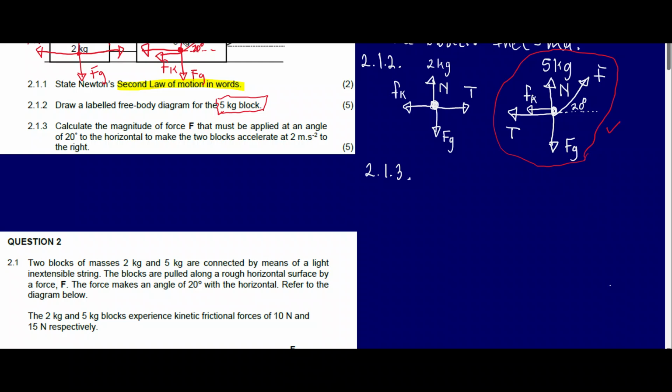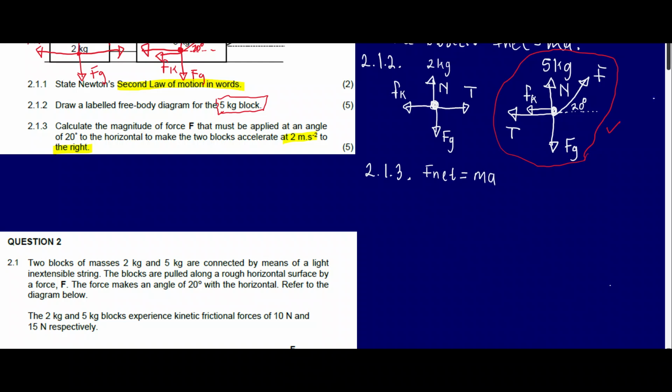So let's go to 2.1.3. With 2.1.3, they want us to calculate the magnitude of the force that must be applied at an angle of 20 degrees with the horizontal. We're looking for that force to make the two blocks accelerate at 2 meters per second squared to the right. So what we can do is get the F net of both the blocks, or we can get the F net of the 5 kg block, then see what we have.